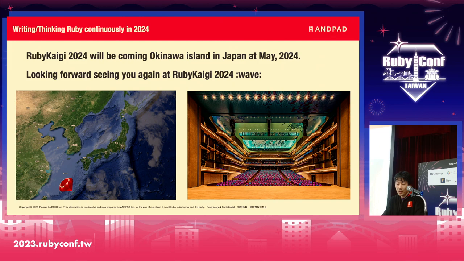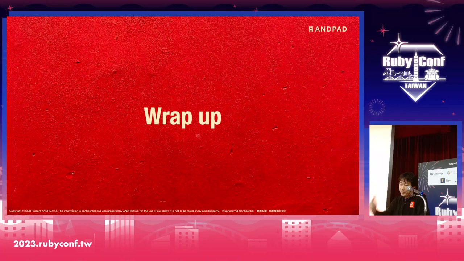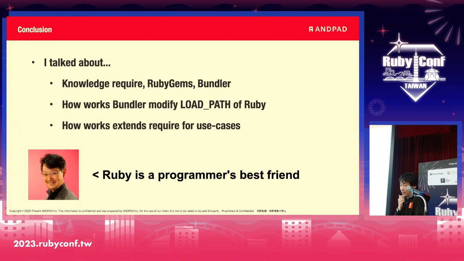It's time to wrap up. I introduced the key knowledge of RubyGems, Bundler, and package managers. You now have an understanding of why RubyGems slows down your application and how to make Bundler operate faster by modifying the load path. And I also introduced the future work on the standard library of Ruby 3.3 and 3.4.